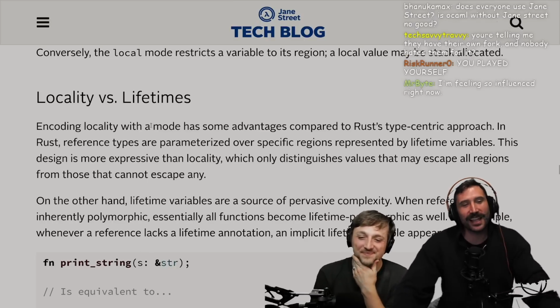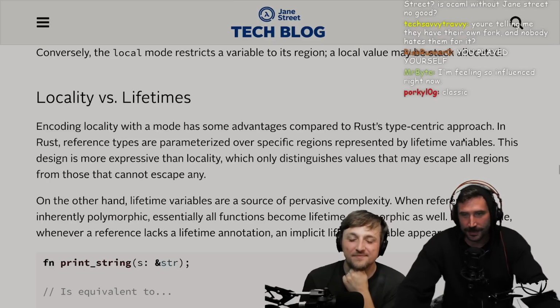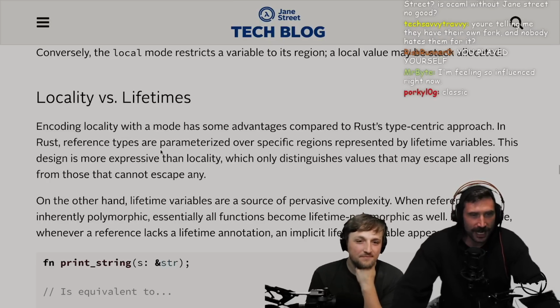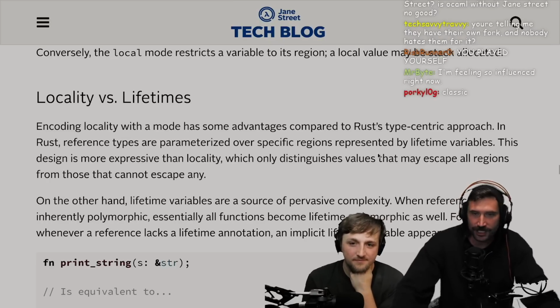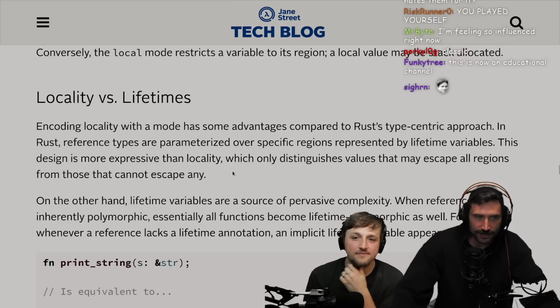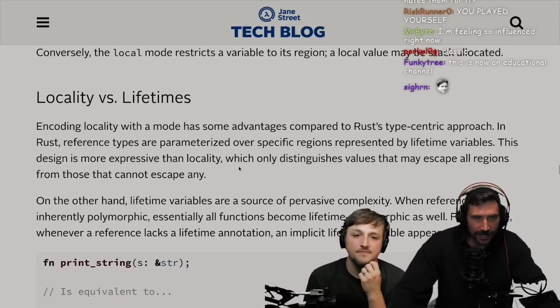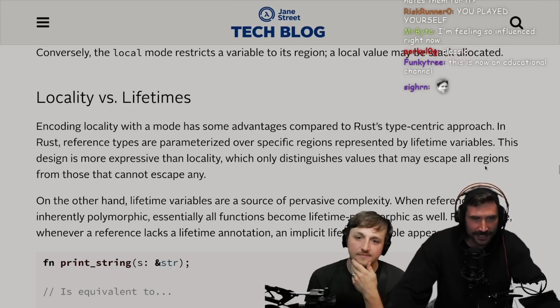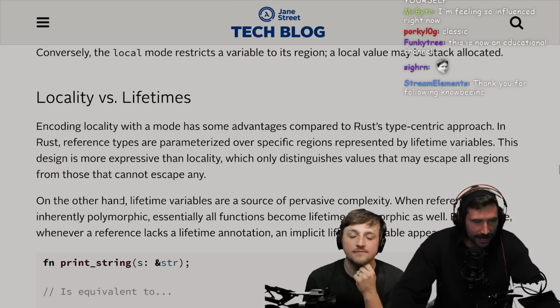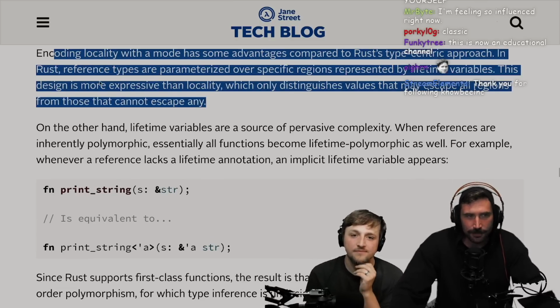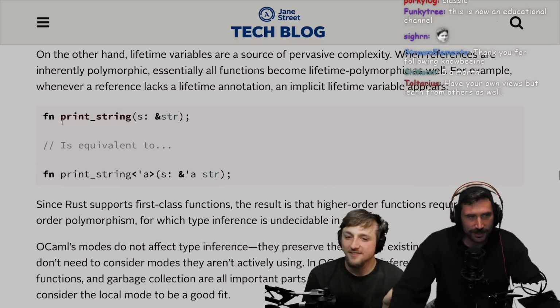Okay, encoding locality with the mode has some advantages compared to Rust's type-centric approach. In Rust, reference types are parameterized over specific regions represented by lifetime variables. This design is more expressive than locality, which only distinguishes values that may escape all regions from those that cannot escape any. It's simpler, and I think I like it more. It's just a super simple view.